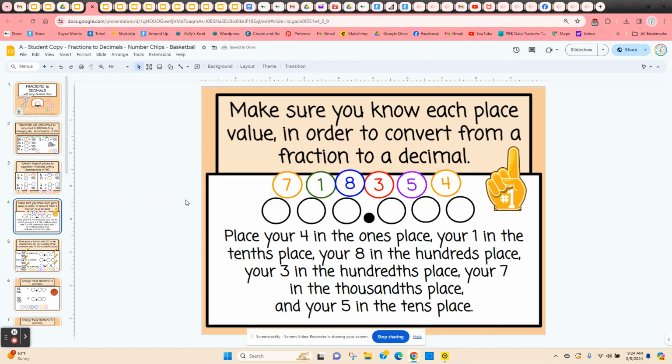Now the next slide is a review of place value. So students are going to be moving these numbers into the correct place around the decimal point. So the instructions are down here. It says place your 4 in the ones place. So they're going to move the 4 here. 1 in the tenths place. 8 in the hundreds place, and so on. And they should be able to place every number correctly.